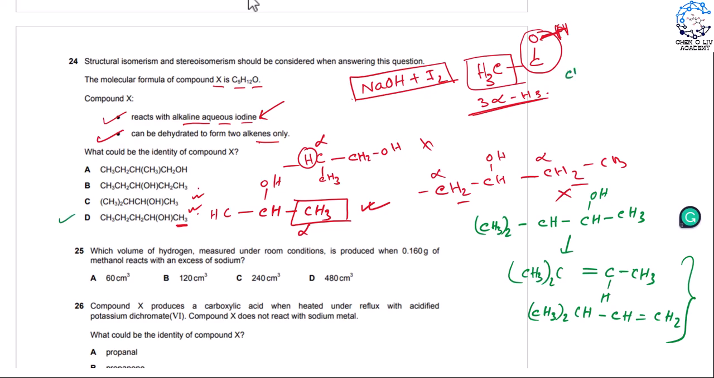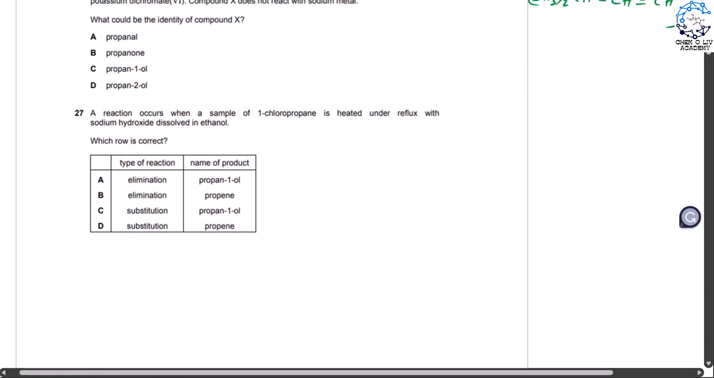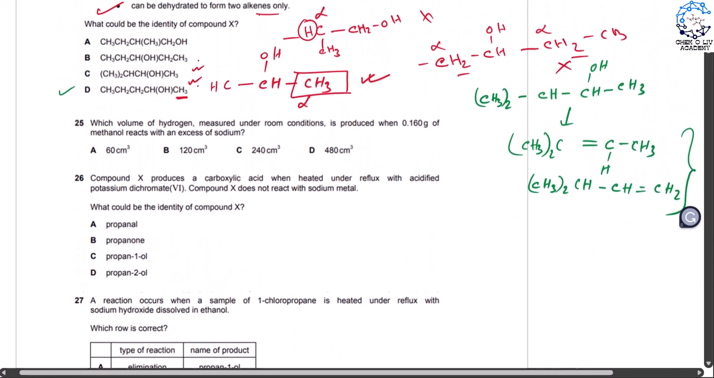Let's do this one also. CH3CH2, CH2, CHOH and then CH3. If I eliminate the water from here, we get CH3CH2CH=CH-CH3.